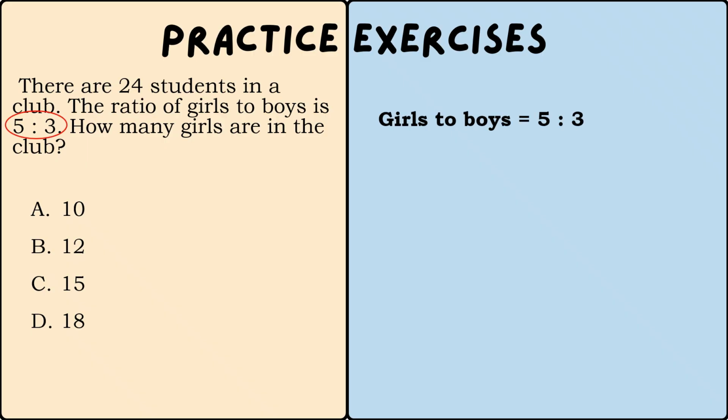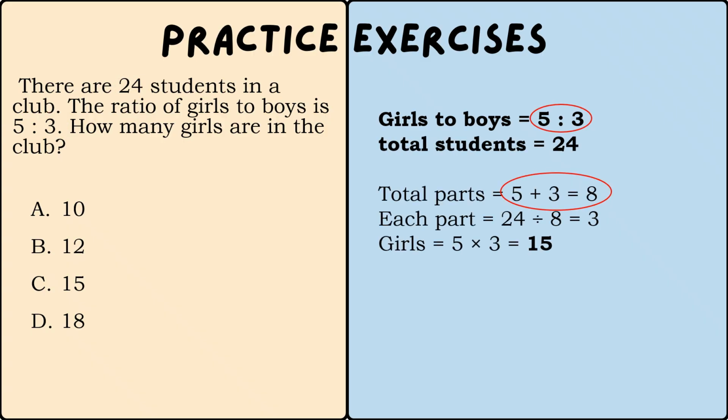Alright, let's find out. Girls to boys is 5 is to 3, and the total number of students is 24. First, let's find out the total parts. So 5 plus 3 is equal to 8. Next, let's find out each part. To find each part, we're going to divide the total students by the total parts. So 24 divided by 8 is equal to 3. Since we're going to find the number of girls, we're going to multiply 5 times 3 and the answer is equal to 15. So our answer is letter C.